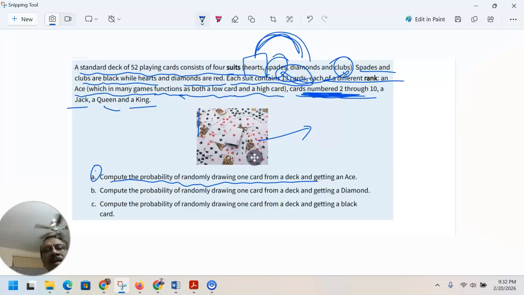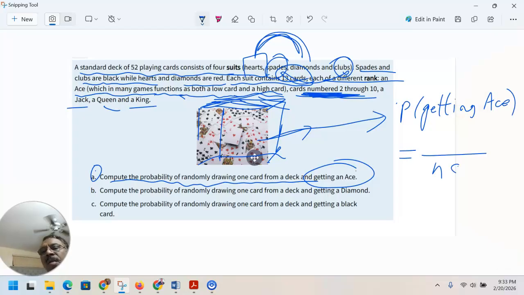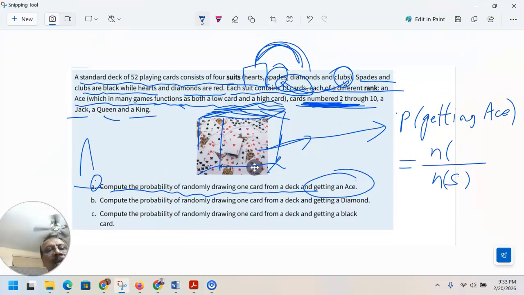So the question is, since we already know this, what is the probability that when you draw one card from the deck, you get an ace? So the first question is how many cards are there? It means the number in the sample space. And I can call the event A, which means getting an ace.